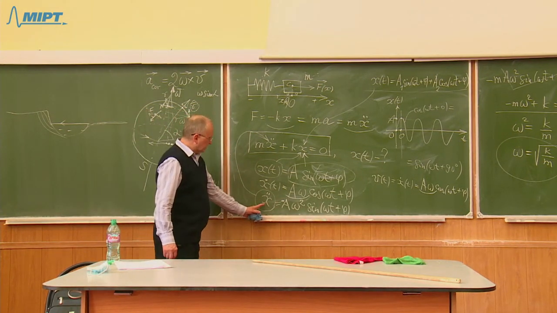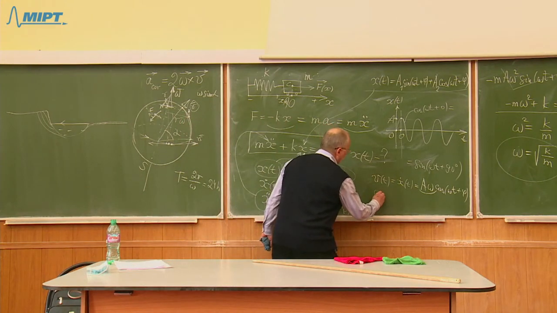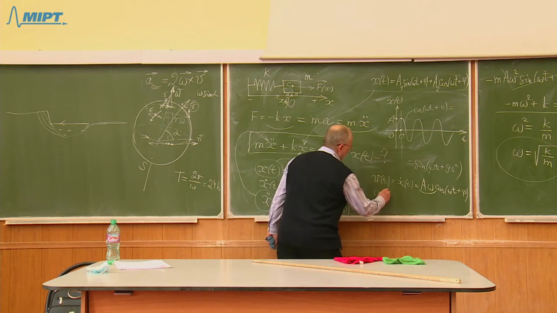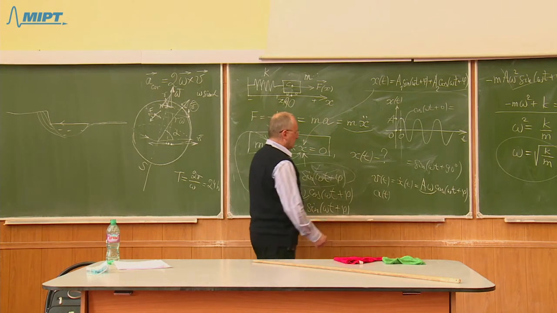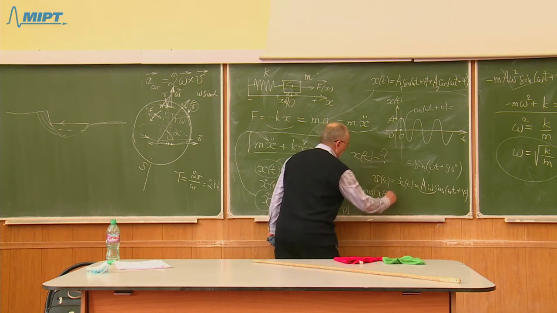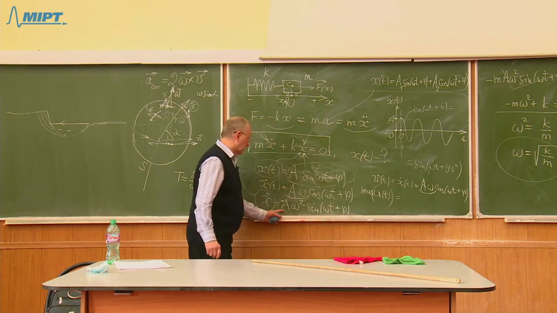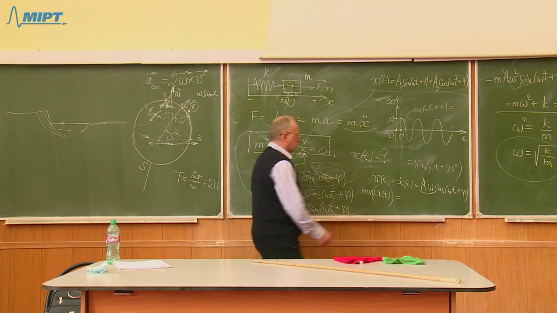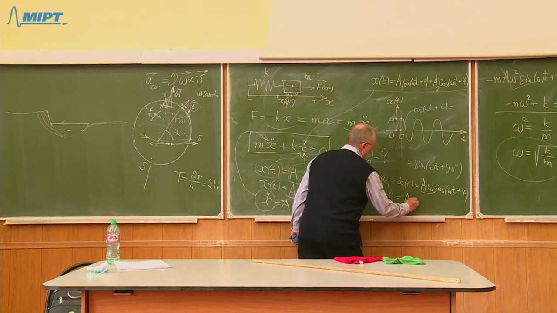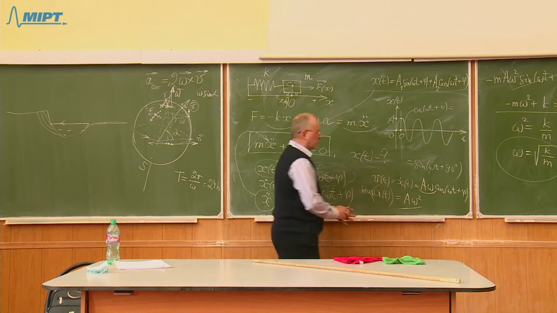And the second derivative of x is the acceleration of the vibrating body. And the maximum acceleration, the maximum quantity of acceleration, is this coefficient, which is A omega squared. That is the maximum acceleration of the vibrating body.